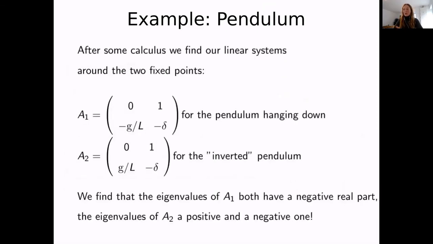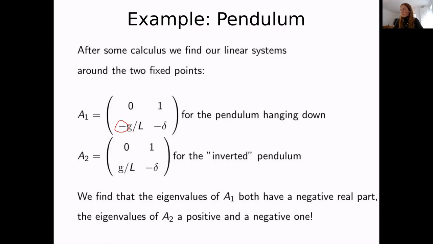And so for now, just accept that this is the matrix that gives us our dynamics for the pendulum hanging down. And this is the matrix that defines our dynamical system for this inverted pendulum case. And they pretty much look the same, but there's one important difference, and this is the minus sign here. Okay, so this is the Jacobian with our fixed points plugged in.